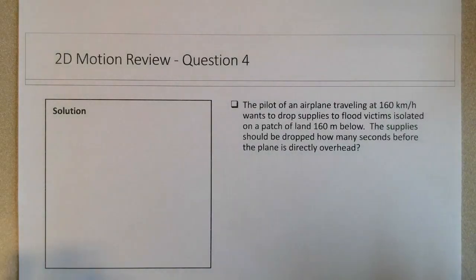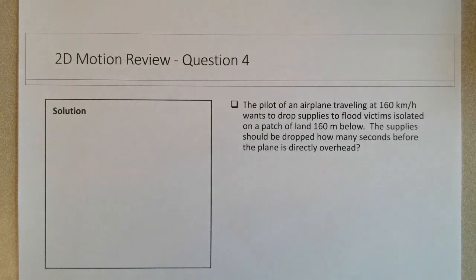Okay, so in this 2D motion review problem, we're looking at an airplane traveling at 160 kilometers per hour that wants to drop supplies to flood victims isolated in a patch of land 160 meters below the aircraft. They're asked how many seconds before the plane is overhead these supplies should be dropped. It's an interesting question in that the 160 kilometers per hour is not required in this problem.